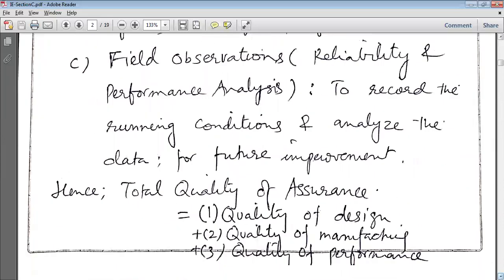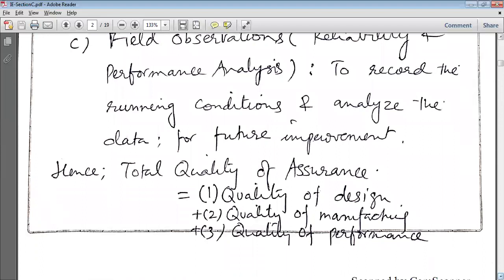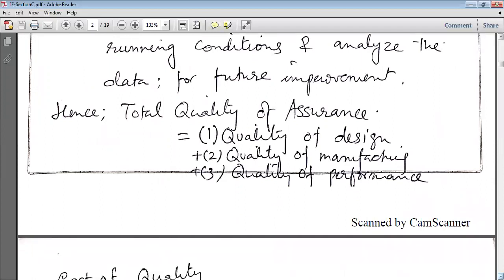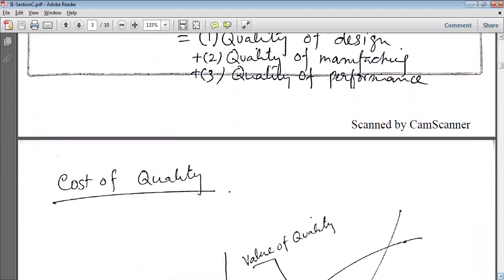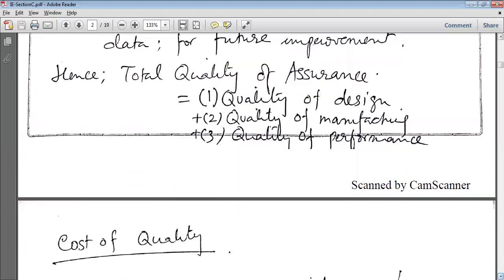So this constitutes quality assurance. All this can be summed up as total quality assurance: quality of design, quality of manufacturing, and quality of performance. So these are calculated. Now the total cost of quality assurance. This we have to take care of for a good quality product.